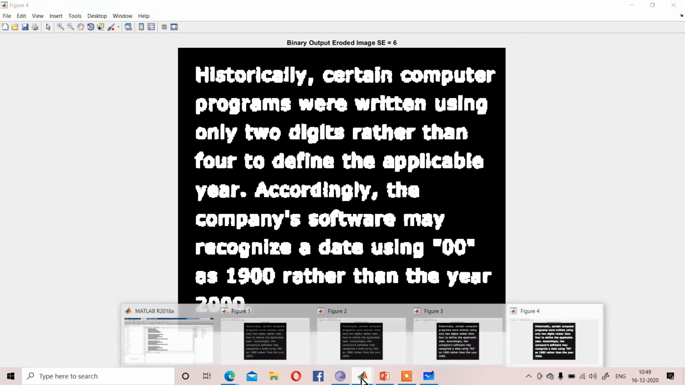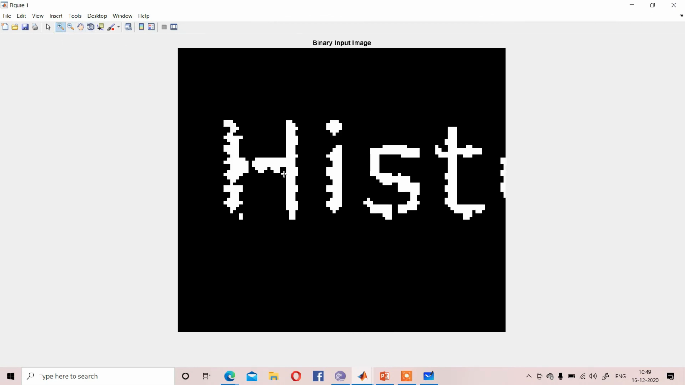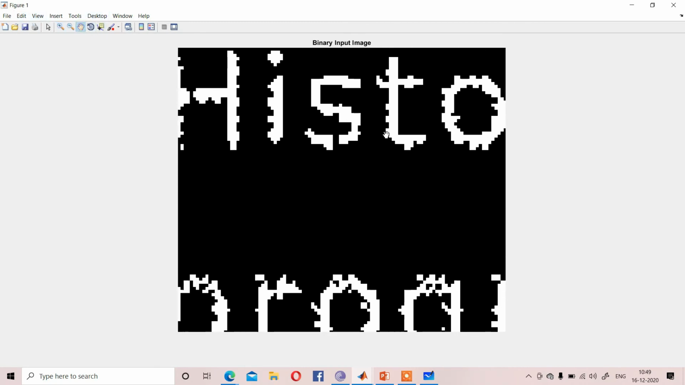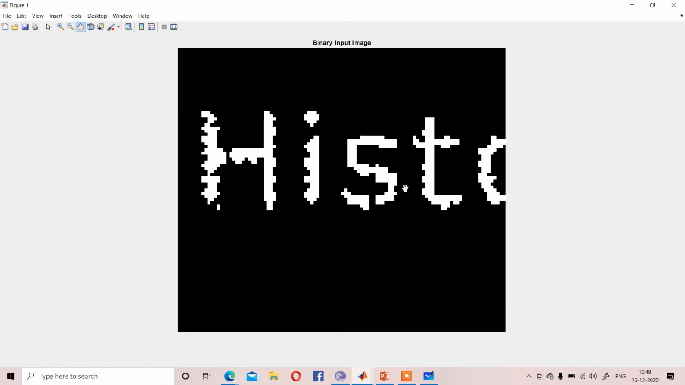See what is happening. That is your input image. Something is written here. Now you need to do the dilation over that, because if we check from near, you can see that there is a gap. In the H there is a gap, in S there is a gap. Similarly, if you check all the letters, you can see so many gaps. So you need to fill up those gaps, and to fill up those gaps, you need to use dilation.